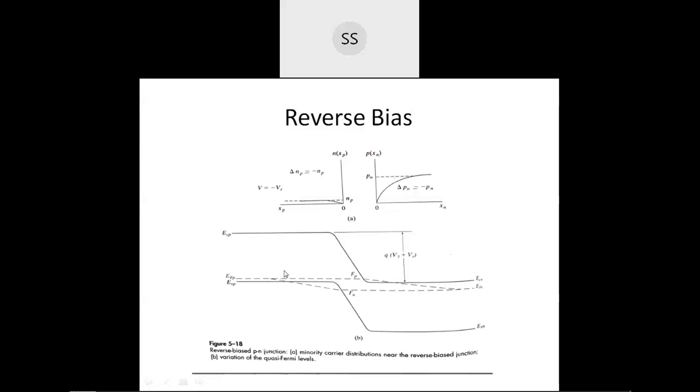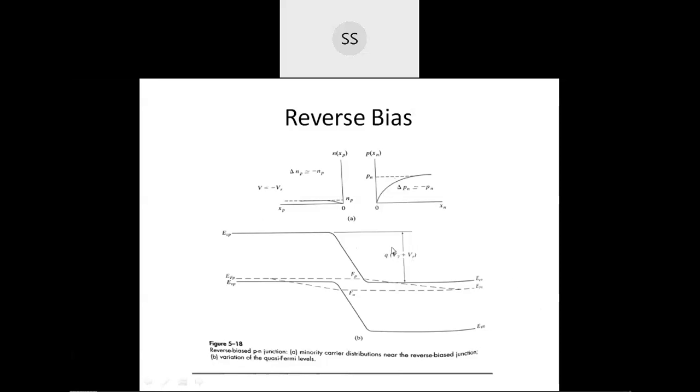So in figure B, the variation of quasi-Fermi levels is shown because of this applied reverse bias voltage. On the P side and the N side, how the energy levels are going to be affected is represented through these energy band diagrams. Here you have to highlight the minority carrier extraction concept, and also what is going to happen exactly at the edges under reverse bias condition.